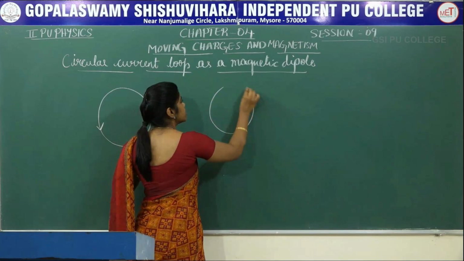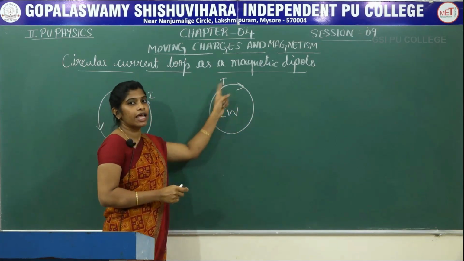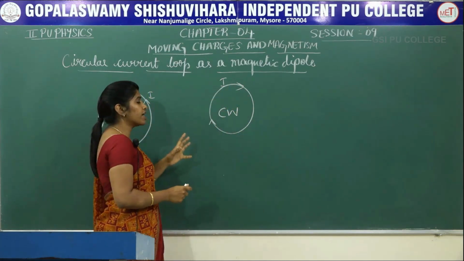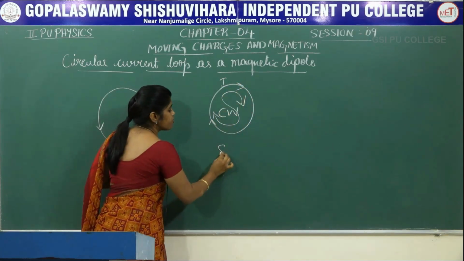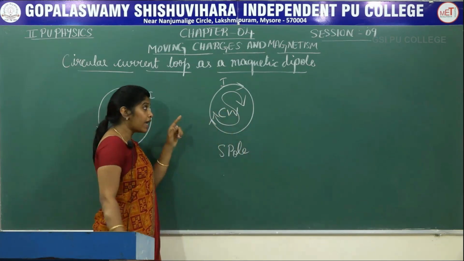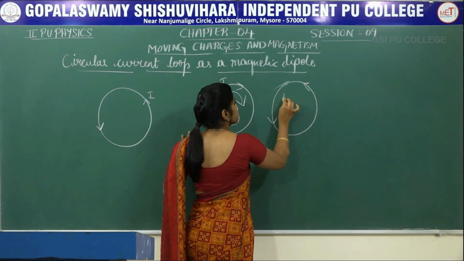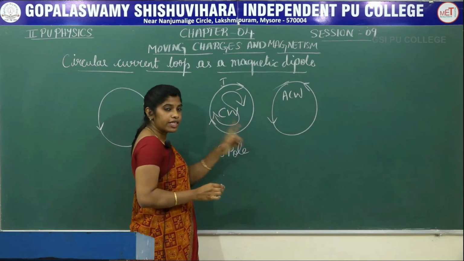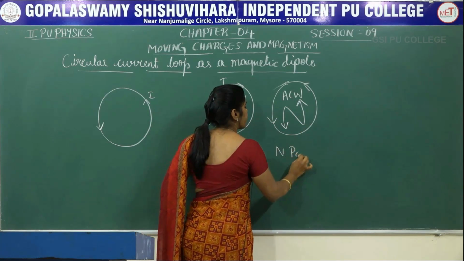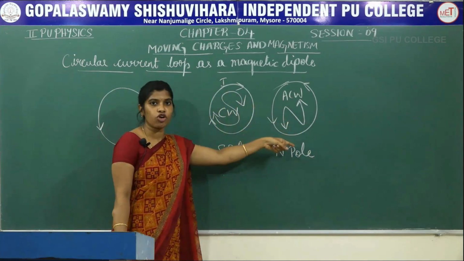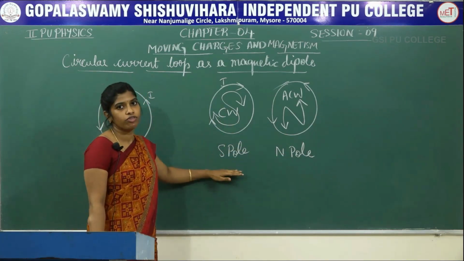So if the direction of the current is clockwise, as you can see here, then we are going to consider it as the south pole. And if the direction of the current is counterclockwise, this is the anti-clockwise direction, in this case we are going to take it as the north pole. If the current is anti-clockwise, the pole will be north pole, and if the current is clockwise, then the pole will be south pole.